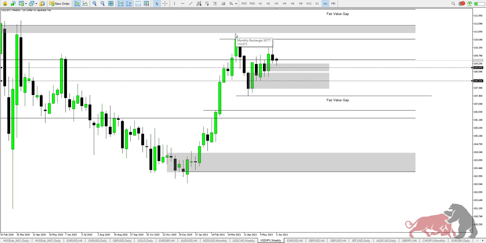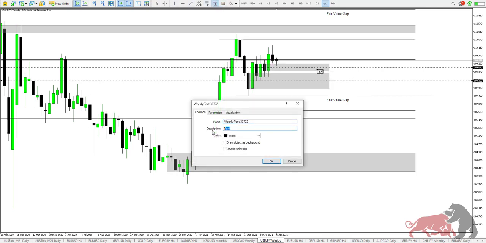Now we've got this move from this high to this downside, and we had this rally from January. This is basically a correction in the market. The market is breathing. Now that we have identified this bullish order block here, if you want to label it, you can.